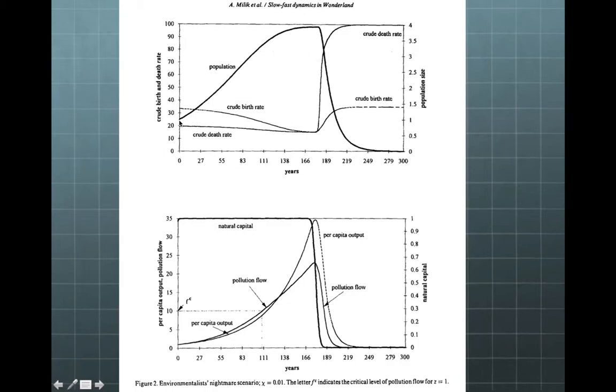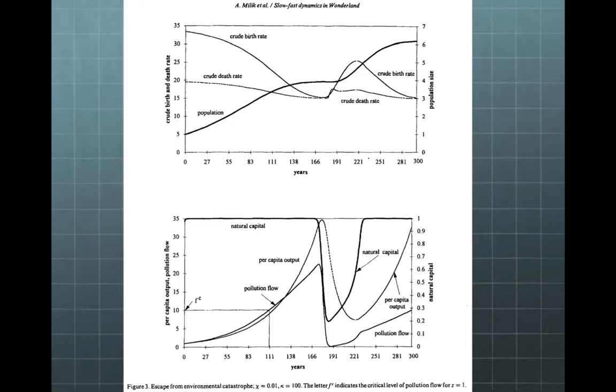In this scenario, population sort of grows and then collapses very quickly. It reaches a point where it drops. If you look at the associated natural capital here, it's high to begin with, and then it drops dramatically. Pollution flow, which drives the ability of nature to regenerate, also grows and then drops. And you can look at the behavior of other variables as well.